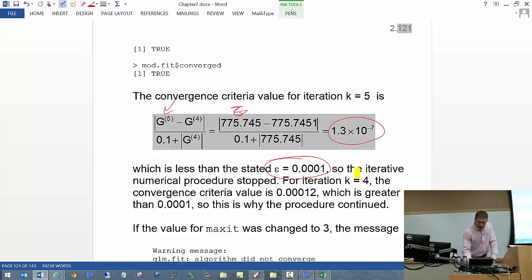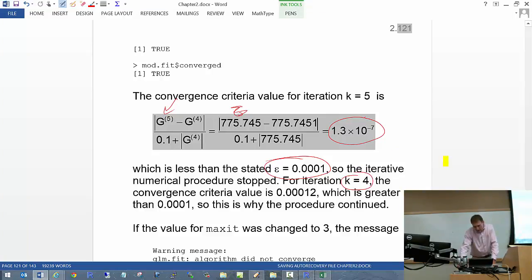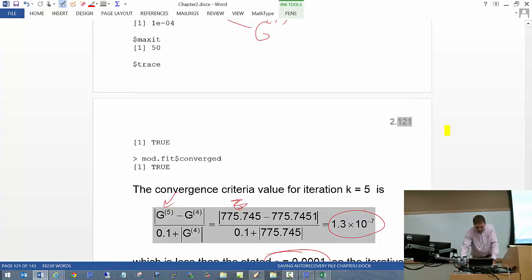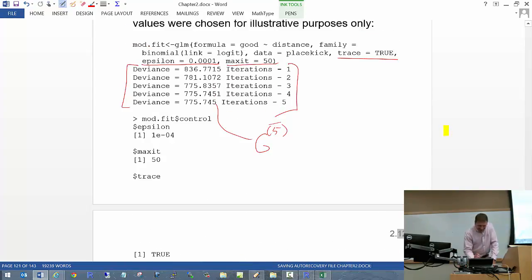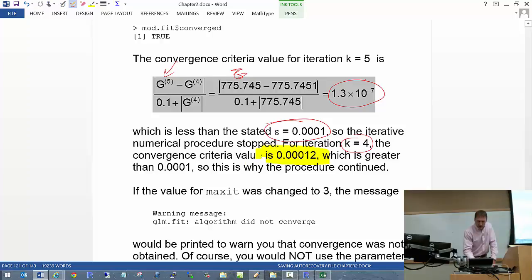Now, at iteration 4, if you were to compare 4 to 3 and go through the calculation that R uses to determine convergence, you will see that the criterion was 0.00012, which was above what we had set epsilon to be, so that's why you went to iteration 5. You can try this on your own too.